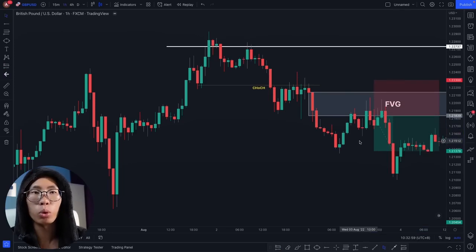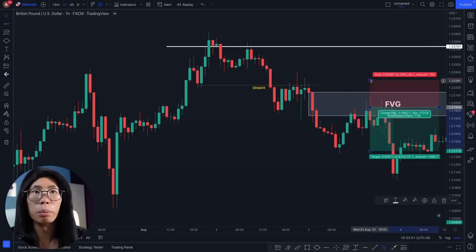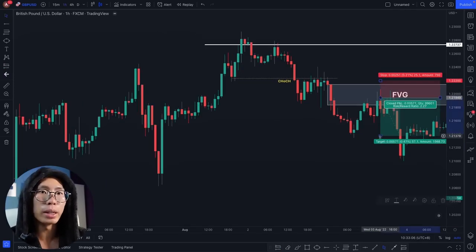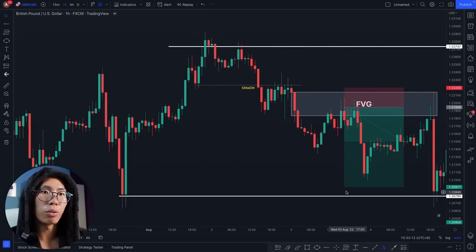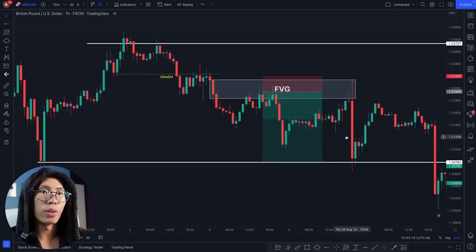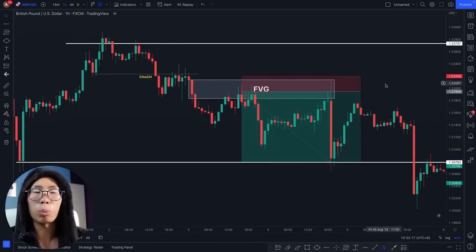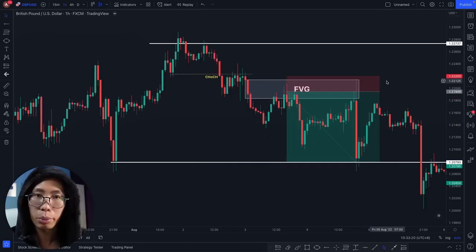When price comes back up to retest this fair value gap, enter in the middle of this fair value gap, place your stop loss above this fair value gap, and take profit all the way down at the next key level. And I can see there's a support level right here. So I place my take profit right there. And once again, this was a very beautiful trade. We end up smashing our take profit on this trade. It's really as simple as that, guys.